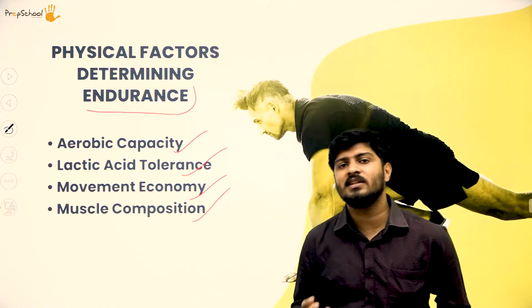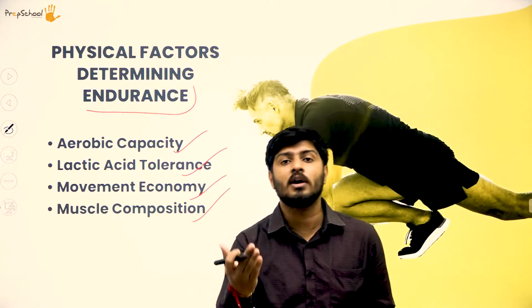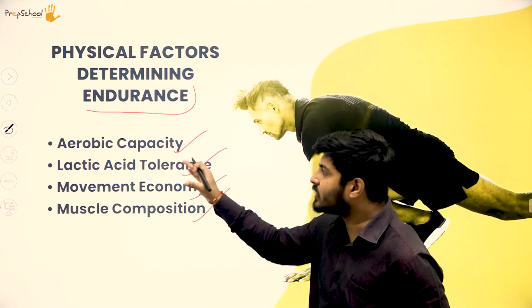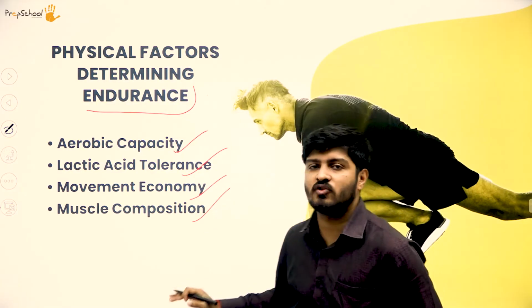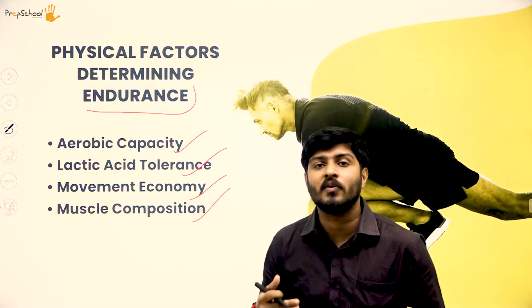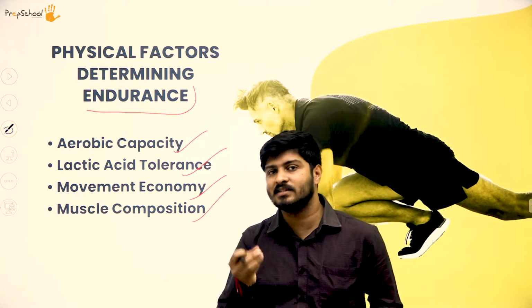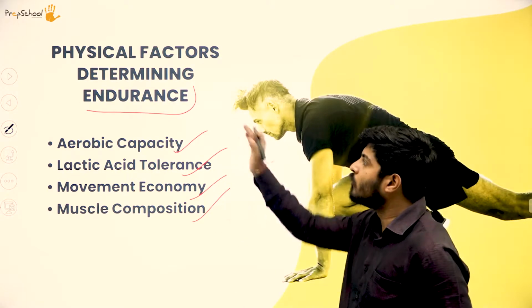Aerobic capacity is how much oxygen you take in, and how much work or energy you output. The ratio of that will show the aerobic capacity of a person. Then you have lactic acid tolerance. Lactic acid automatically gets formed when you do extensive activities. So how tolerant your body is to that, how much your body balances it out, is the second factor for endurance.